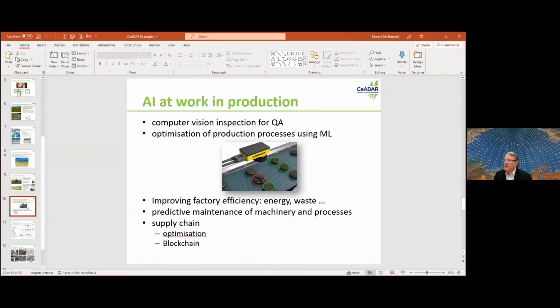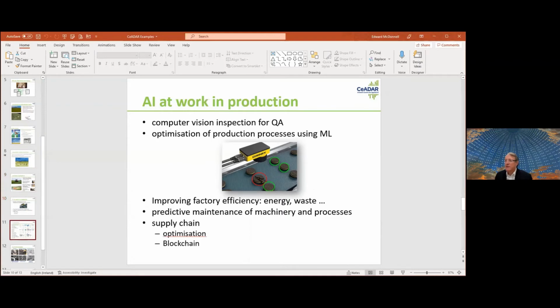So I'm going to speed up a little bit here. Last two slides. AI at work in production, a very important industry in Ireland. That's video inspection of production lines and optimization of the production process to improve factory efficiency, and looking as well at the supply chain to optimize the supply chain and applying blockchain in the supply chain.